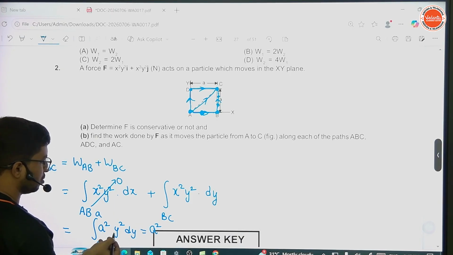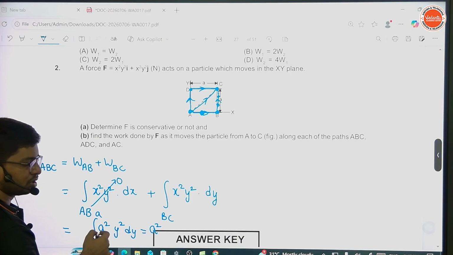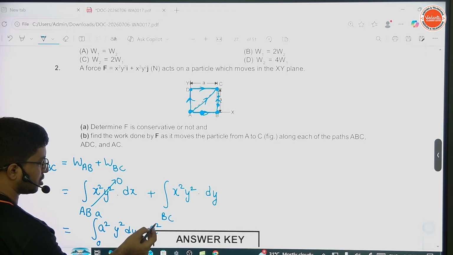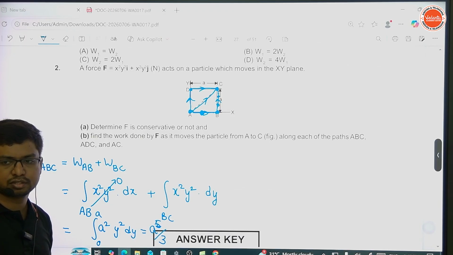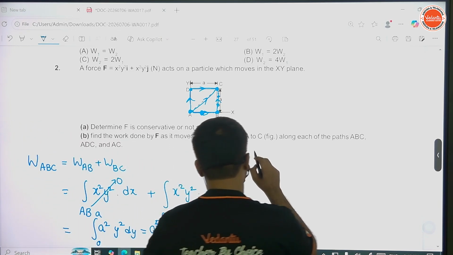So what do you get from here? This is a square into y cube by 3, which is a cube by 3. Already have a square here, so you'll get a power of 5 divided by 3. Clear? Then let us now move to the next one.